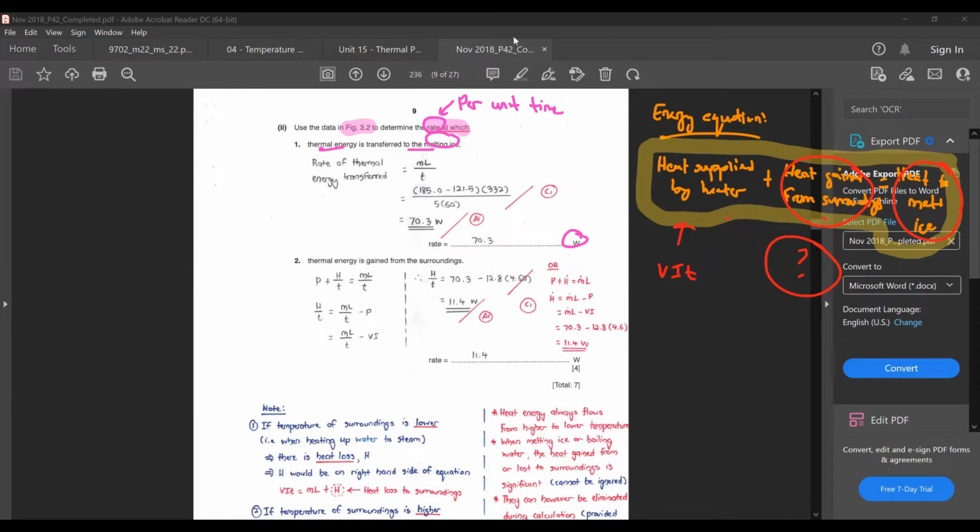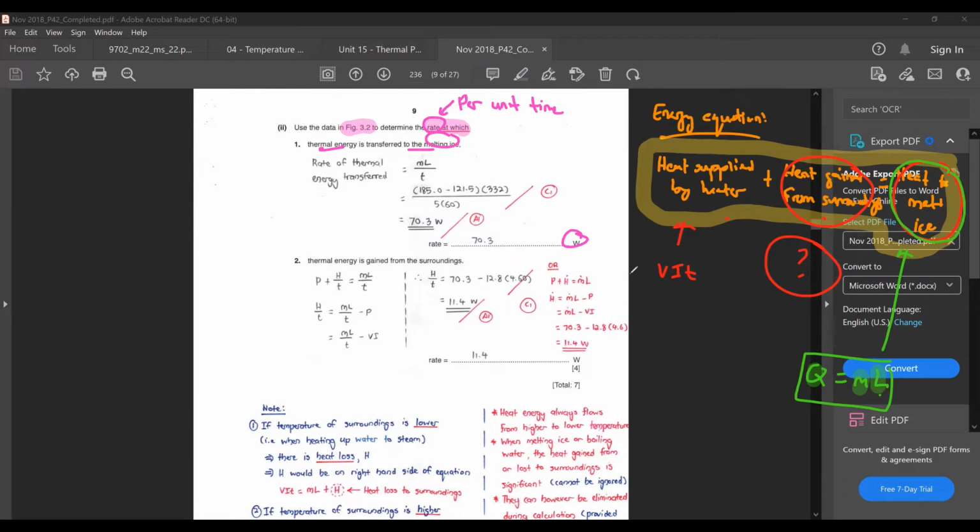So the only way we can actually proceed now is if we use a separate equation to find this one. Now this one, you can actually use Q = mL. Okay, if you know the specific latent heat of ice and you know the mass of ice that has melted, you would be able to find out the amount of heat required. Okay, there's a separate equation that you can use directly, provided you know the specific latent heat.